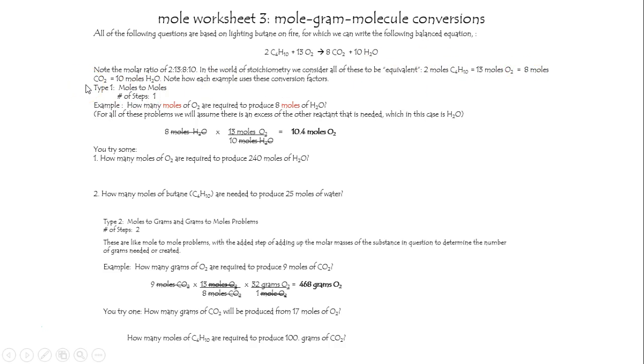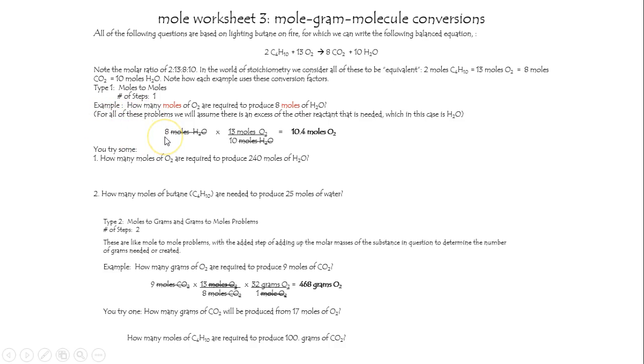Type 1 questions are the simplest, mole to mole. They're one-step problems. Example, how many moles of oxygen are required to make 8 moles of water? 8 moles of water requires a little bit more, but not twice as much oxygen. So 13 over 8 would be the ratio, and I'd multiply it by it.